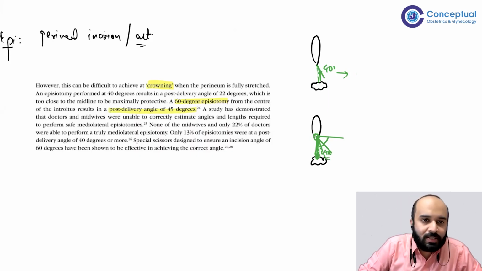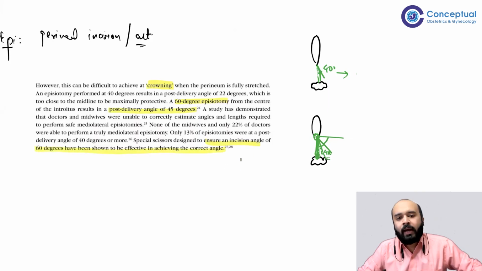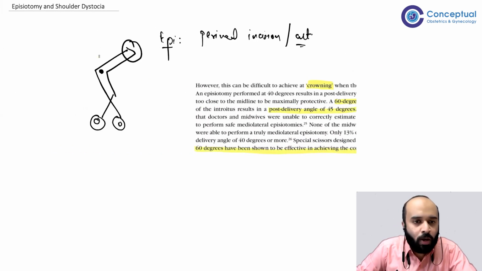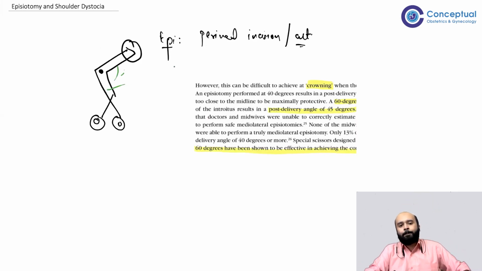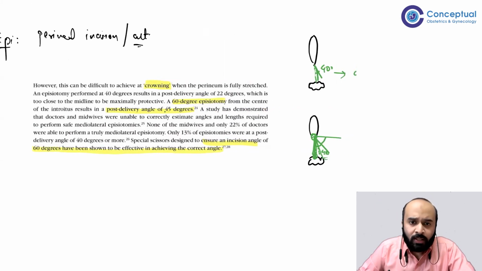So special scissors have been designed to ensure an angle of 60 degrees, which has been shown to achieve the correct angle. So often, ये जो angle होता है इसका, ये भी काफी बार 60 डिग्री का ही रहता है. So this is how ideally an episiotomy should be taken.